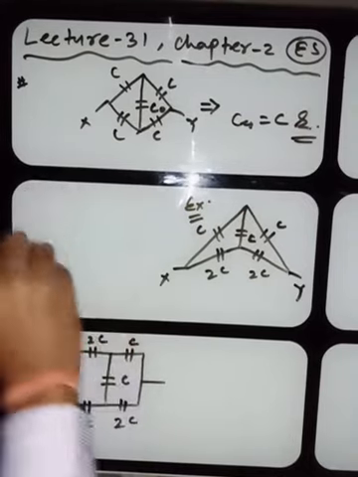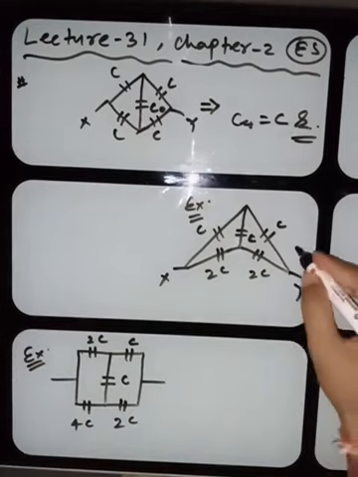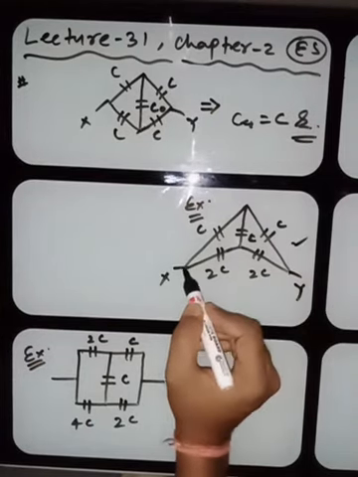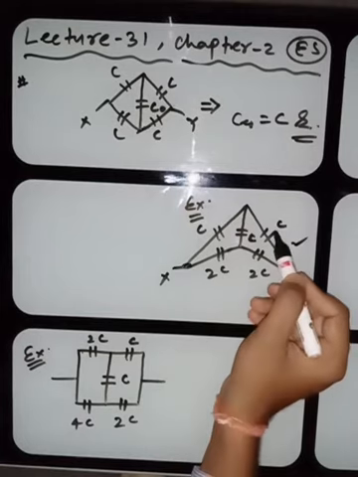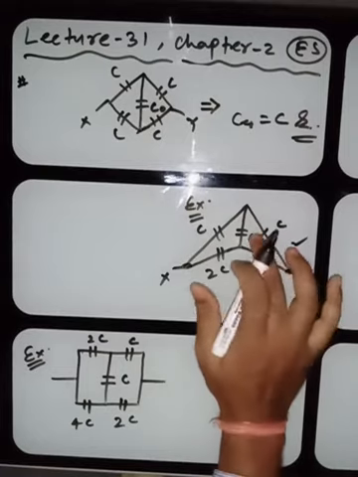Whether this one is the balanced Wheatstone bridge? The answer is yes, this is a balanced Wheatstone bridge. How is it? If the terminal is here, then C by 2C, which is equal to C by 2C, or C by C equals C by 2C. So this will be removed.